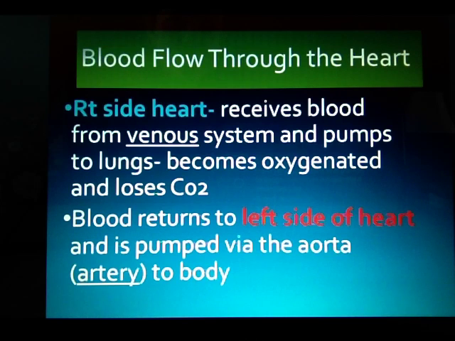The blood then returns to the left side of the heart from the lungs, entering the left atrium and then the left ventricle. Then it is pumped via the aorta, which is the largest artery in the body, to the rest of the body to provide nutrients and oxygen to the body's tissues. So the aorta is where afterload occurs, and the vena cava is where preload occurs.